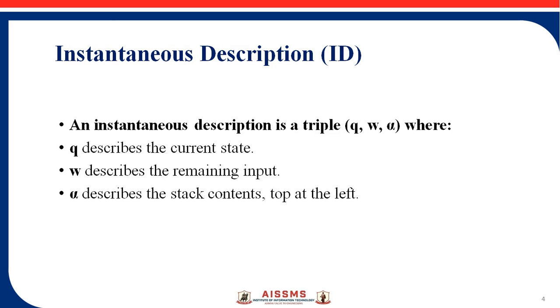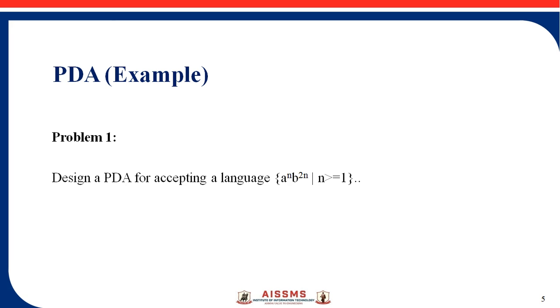Okay, this is the explanation or definition of instantaneous description. It is defined in the triple format, that is (q, w, α). Q describes the current state, w means the remaining input, and α means the stack content with the top at the left. Okay, now we see one example of PDA.